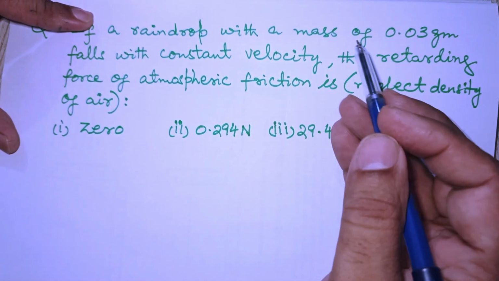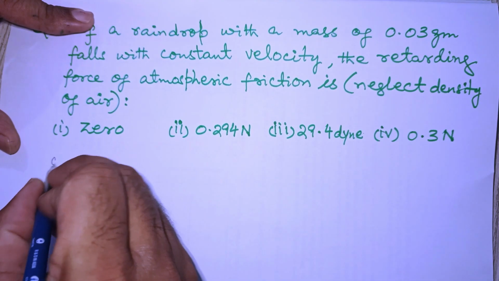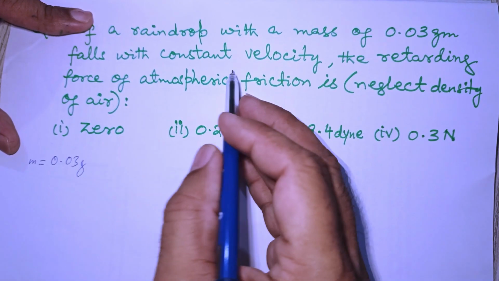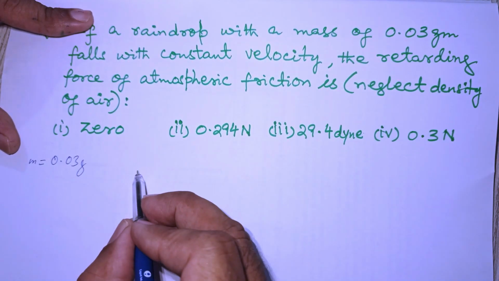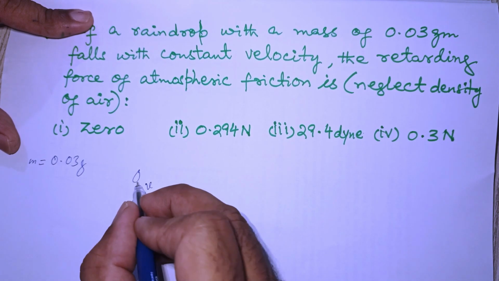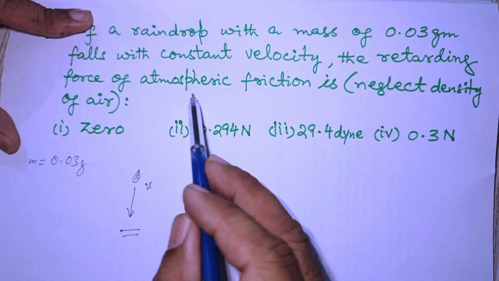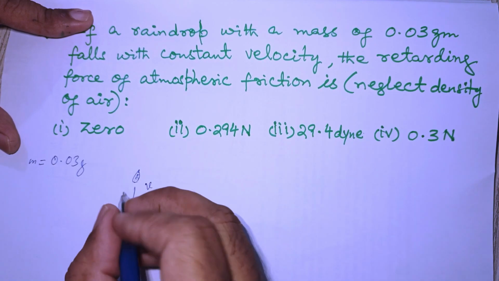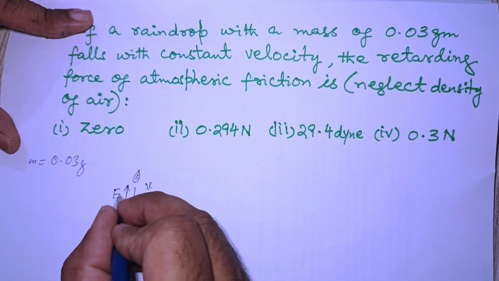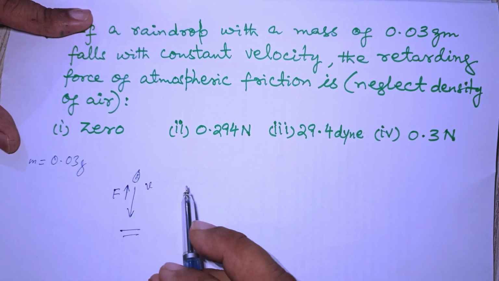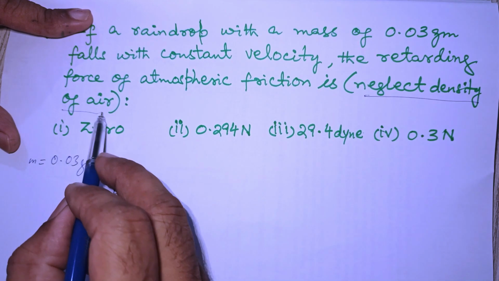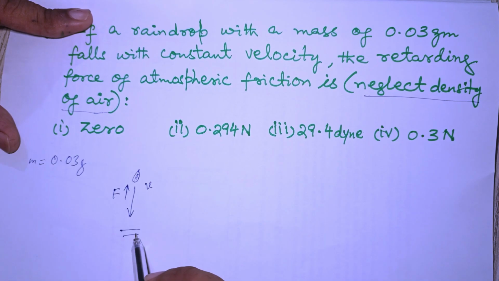If a raindrop with a mass of 0.03 gram falls with constant velocity, it is moving towards the ground with constant velocity. The retarding force of atmospheric friction is, we have to find out the retarding force which will act in the upward direction, in the opposite direction to the motion of the raindrop. We can neglect density of air, so then it becomes very easy.